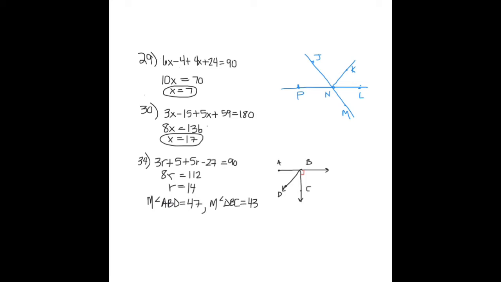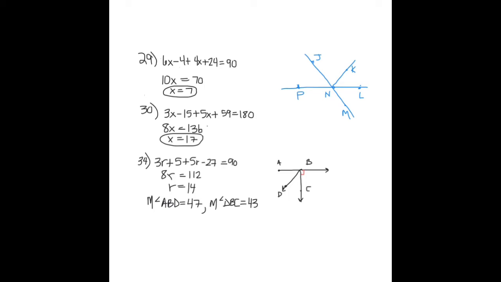Number 30, you're proving that they are supplements. So I'm going to take the sum of angle JNP and angle JNL and set it equal to 180. And I find out that x equals 17. Number 31, I don't know what that is.